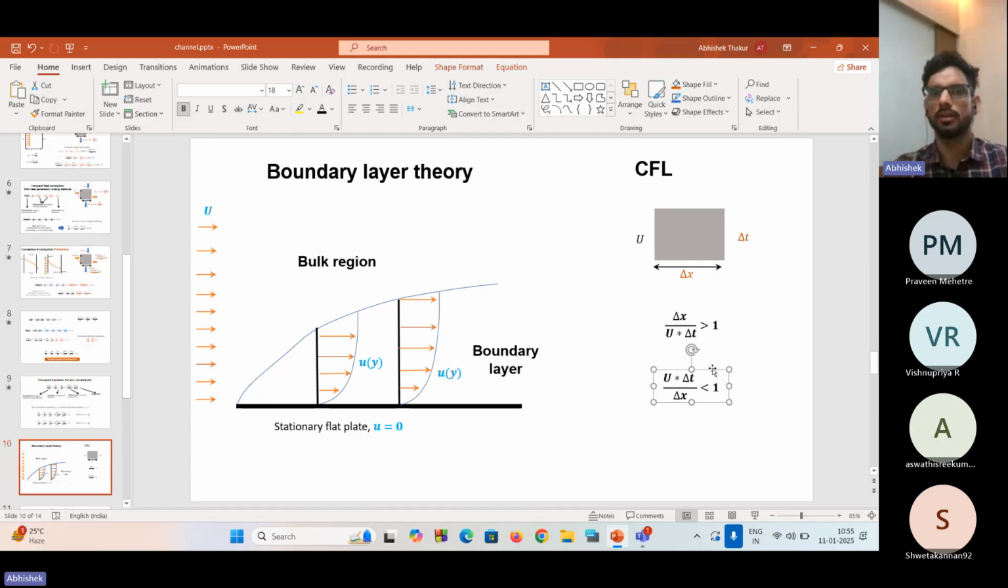Similarly, right now we are talking only about laminar flow, not about turbulent flow. Laminar flow and turbulent flow are bifurcated by the Reynolds number. We generally define by Reynolds number whether the flow is laminar or turbulent.